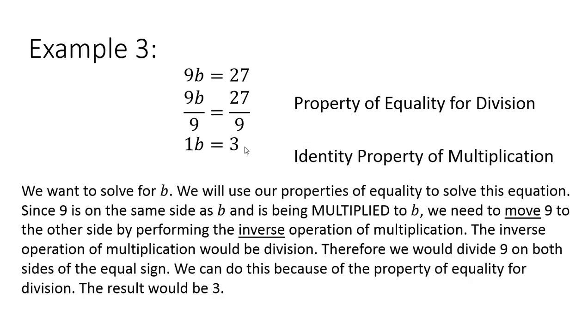And because of the identity property of multiplication, 1 times b will give us b, and so therefore b is going to equal 3. And then the next thing I'm going to do is I'm just going to double check my answer. I'm going to substitute in 3 for b, and 9 times 3 does give us 27, and that's true, so therefore we are correct.